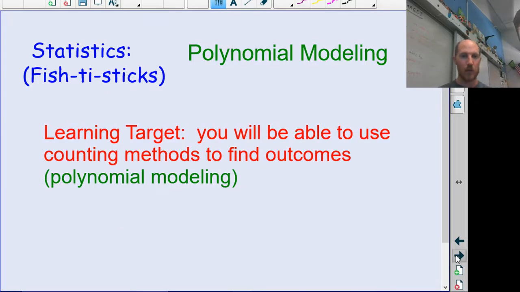Cool. Well, so today we're going to learn about polynomial modeling. This is the next counting method we're going to learn about in our journey through statistics, or fishistics.